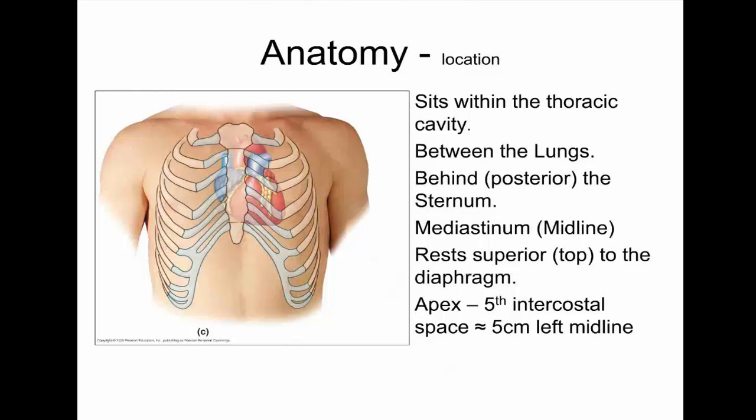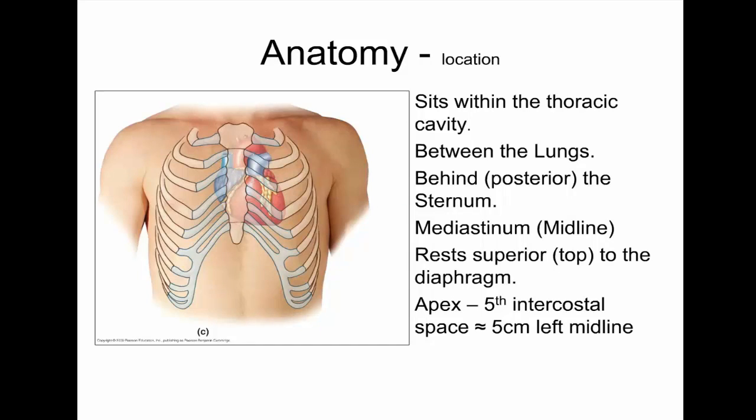So let's look at where the heart is actually located. This will help you with your health assessment. It sits within the thoracic cavity. Remember, one of the functions of the skeleton is to provide protection. Between the lungs it sits, and it's posterior, behind the sternum. It's in the mediastinum, it's in the middle, and it rests superior, on top of the diaphragm.